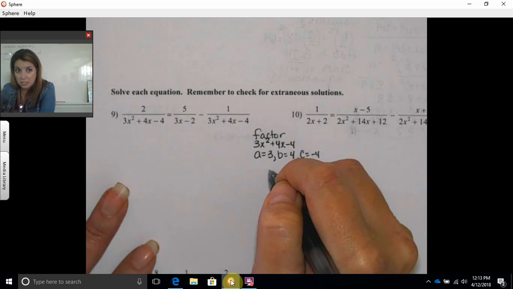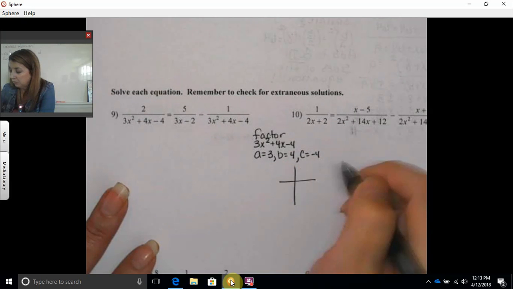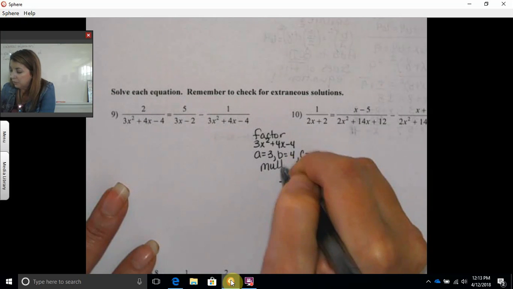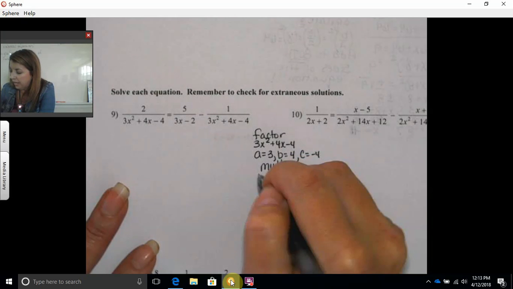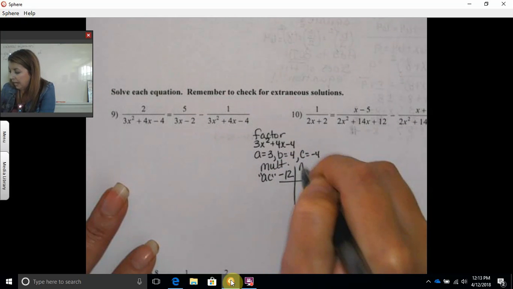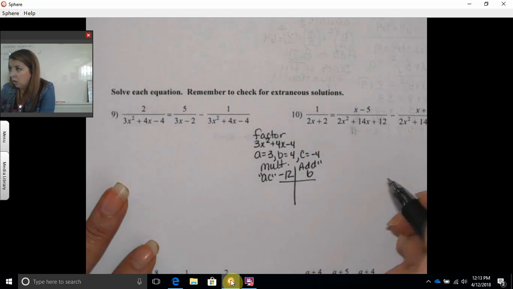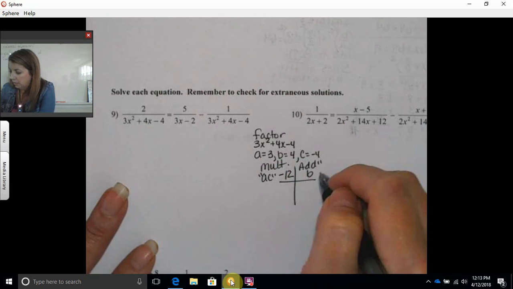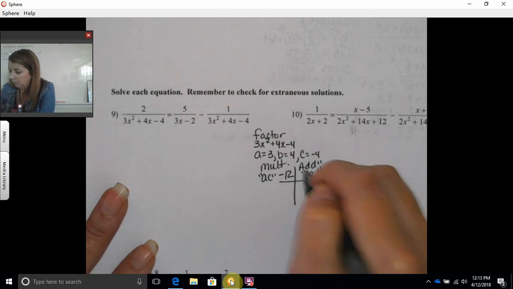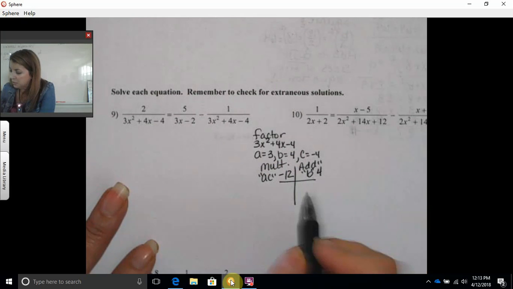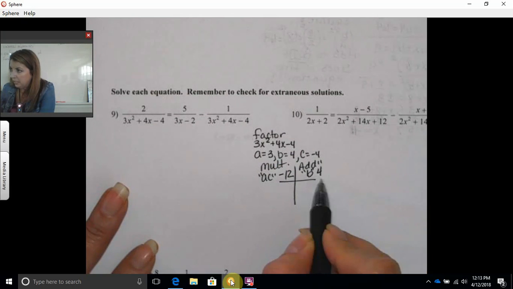Already? Seriously? See how fast time went? We need to multiply, find 2 numbers that give you A times C, which is negative 12, and add to give you B. And tomorrow, y'all don't go home and do this tonight, okay? Tomorrow we'll keep on working in class. Let me just try to get at least a factor done right now, and then I'll pick up tomorrow. So 2 numbers that multiply together to give you negative 12, add to give you 4 is what?